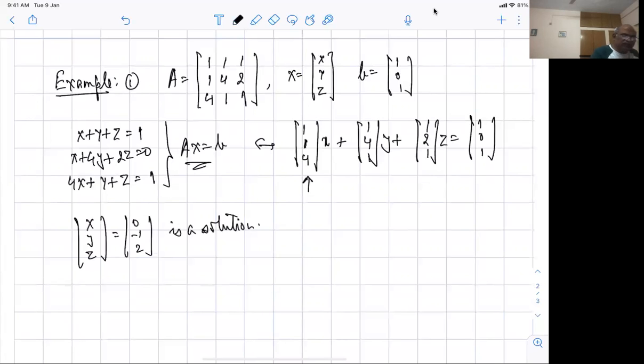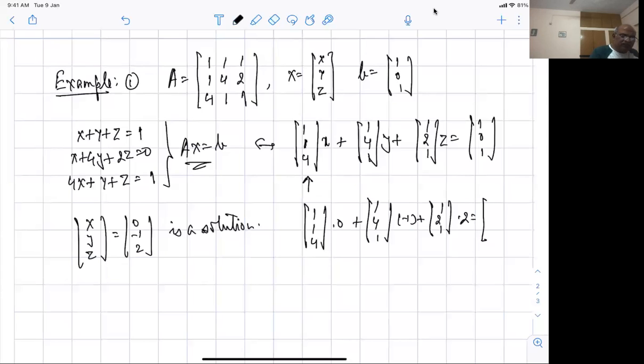Why is it a solution? Just plug in the values. So 1 1 4 times 0 plus 1 4 1 times -1 plus 1 2 1 times 2. Just verify it. This times this is 0, so this goes off. -1 plus 2 is 1. 4 minus 4 is 0. And here it is 2 minus 1, that is 1. All right, so you can see that this is equal to B indeed.